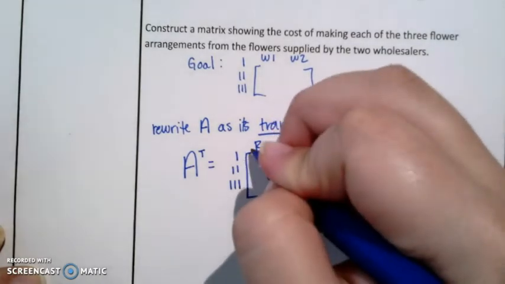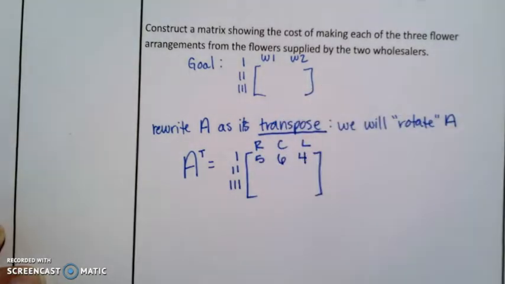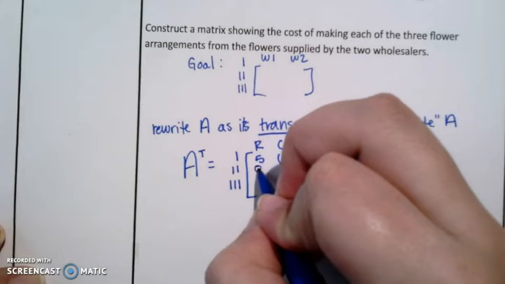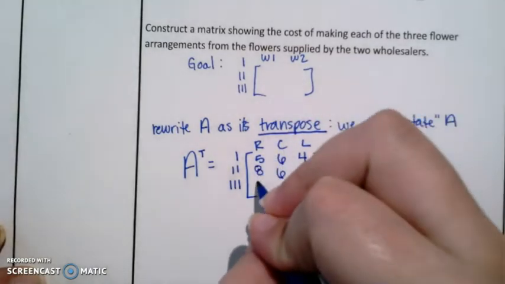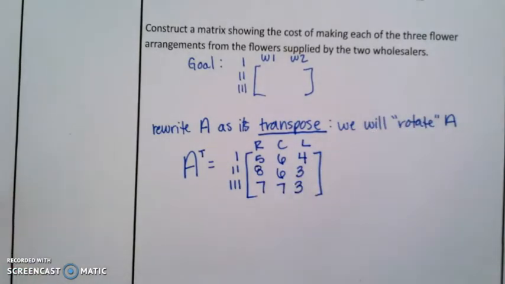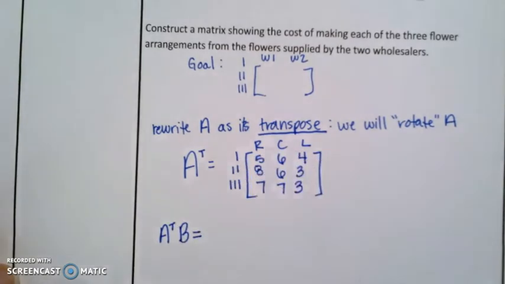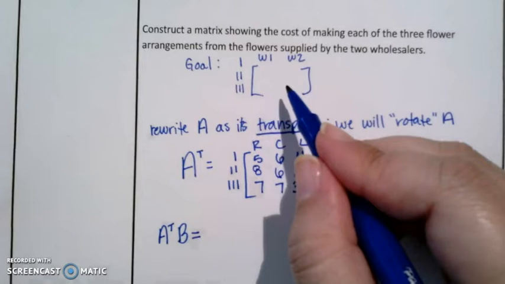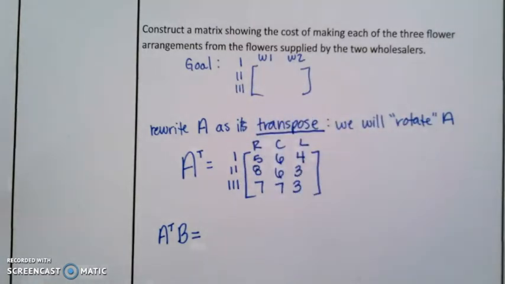So in arrangement 1, we have 5 roses, 6 carnations, and 4 lilies. In arrangement 2, we have 8 roses, 6 carnations, and 3 lilies. And in arrangement 3, we have 7 roses, 7 carnations, and 3 lilies. So I've taken the same information from matrix 1, but I've written it in a different way so that what we can do is find A transpose times matrix B, which will then give us our desired matrix, which is the arrangements and the wholesalers.